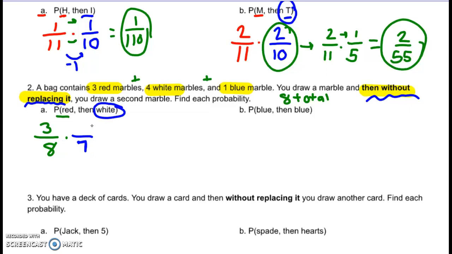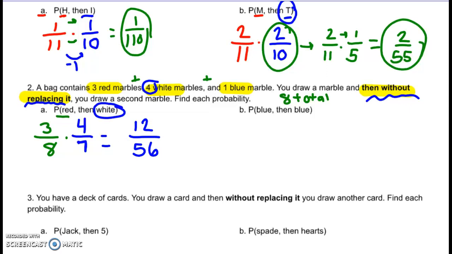We now only have 7 marbles, and out of those 7, we're assuming that 4 of them are white. So 3/8 times 4/7, neither of those can be simplified, so I get 12 out of 56 down here at the bottom.